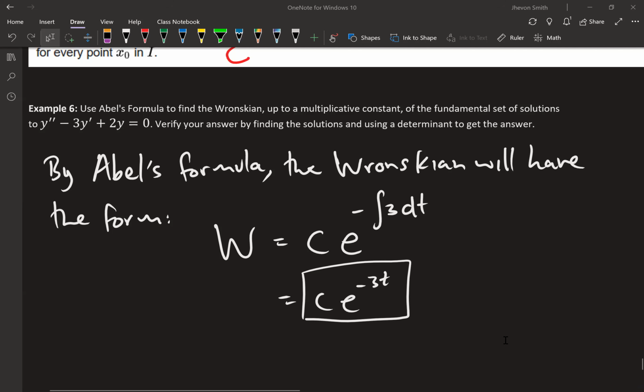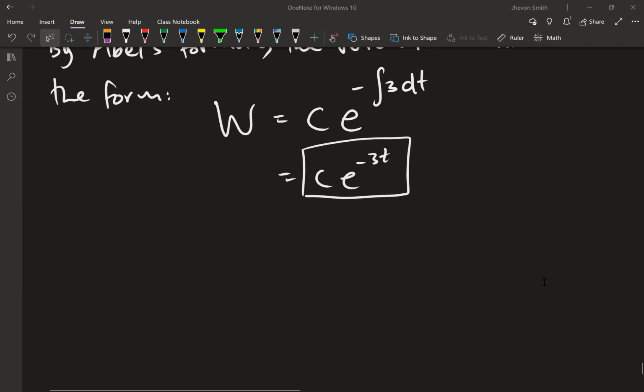Now, of course, I don't know exactly what it is because I don't know what the C is. However, I do know what it's going to behave like, right? I know it's going to behave like some constant times e to the minus 3t, which gives me a lot of information. So I can know that as long as my C is non-zero, this guy's going to have a fundamental set of solutions, and I can do a whole bunch of things with it, right? Let's do it the long way.